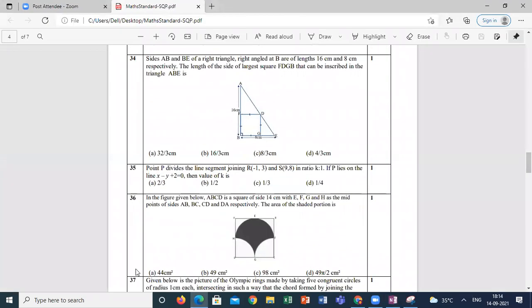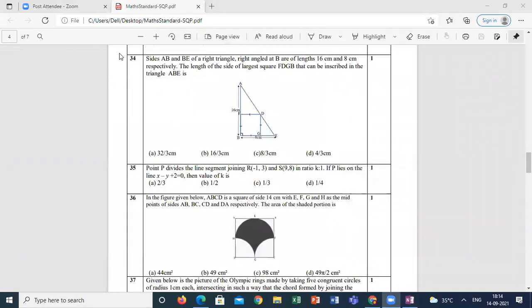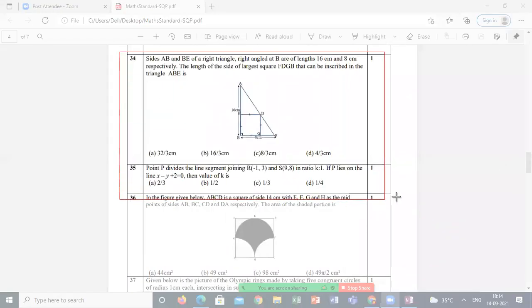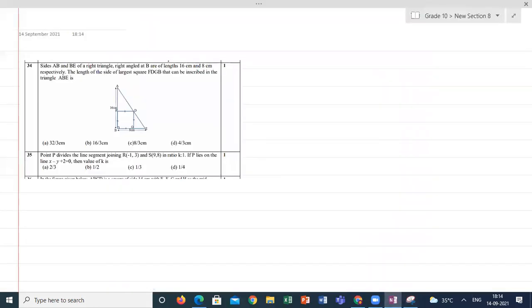Next, question number 34, 35, both are related to our topic. One is from triangles, another one is from straight lines, coordinate geometry, section formula. How to do this question, students?